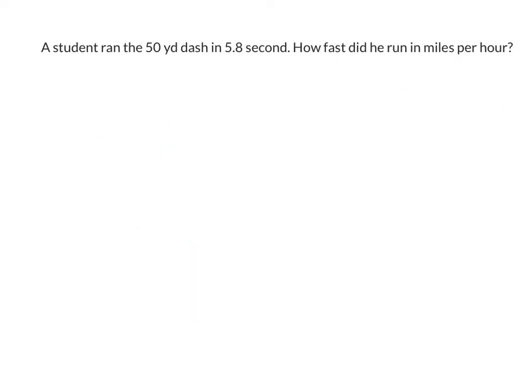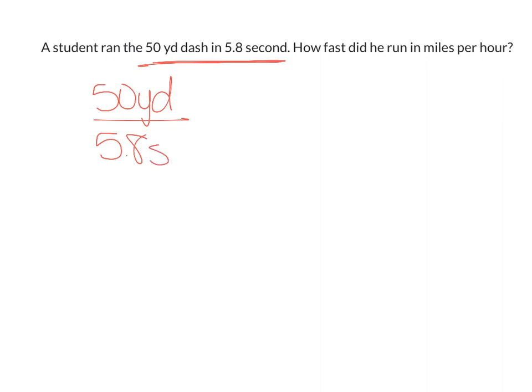Okay, the last type of example is going to be really similar to that last one we did. This one says a student ran the 50-yard dash in 5.8 seconds. How fast did he run in miles per hour? So first thing, let's take that 50-yard dash in 5.8 seconds and write it as a rate. So I've got 50 yards to 5.8 seconds.